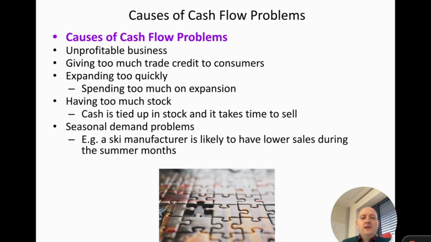And finally, what about seasonal demand problems? If you look at a ski manufacturer, you can see that a ski manufacturer is going to have higher sales during the winter than the summer. And so therefore, during the winter, their cash flow is likely to be very healthy. But what about during the summer? They're not going to have as much money coming in. So they're going to need to plan for that accordingly.